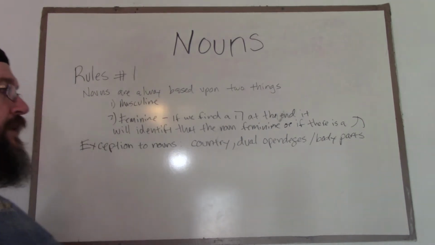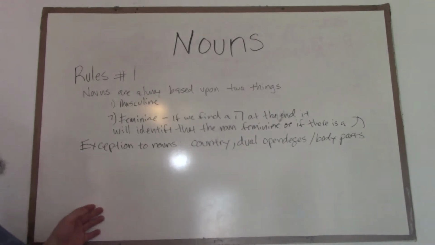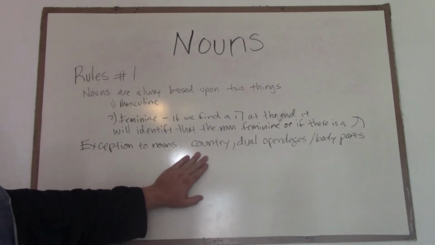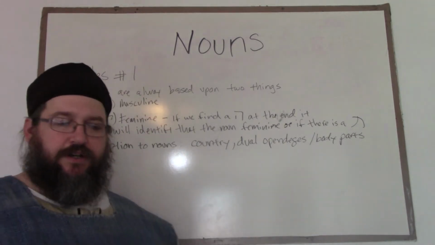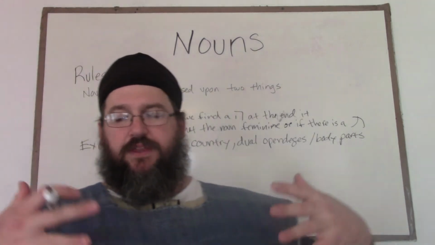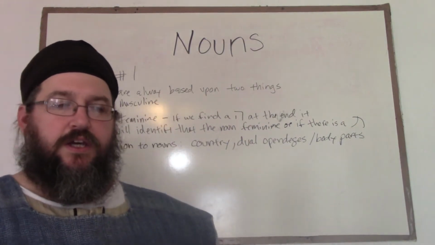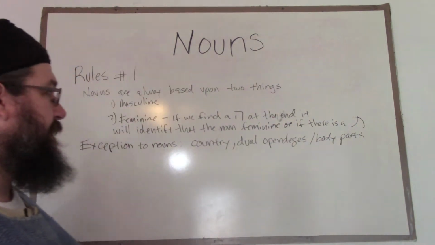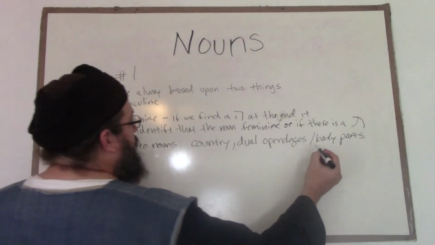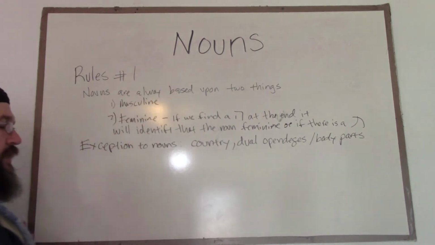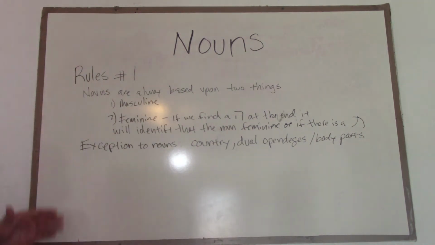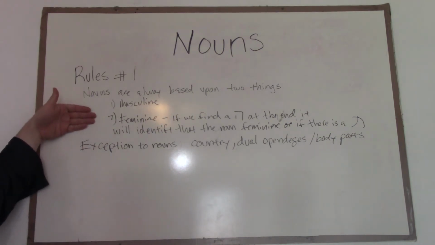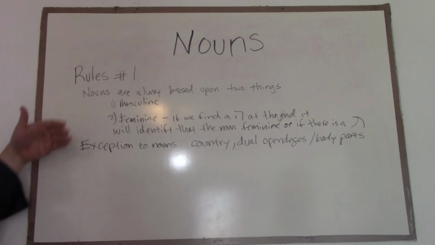Okay? So if I know that any country, which is the exception to the rule, which could look masculine, or dual appendages or body parts, such as when we think of anything that has dual, you can think of lungs, you can think of eyes, you can think of ears, you can think of hands, okay? These dual appendages or body parts which are dual, anything that has a double, okay, is going to be the exception to the rule with regard to identifying feminines, okay?